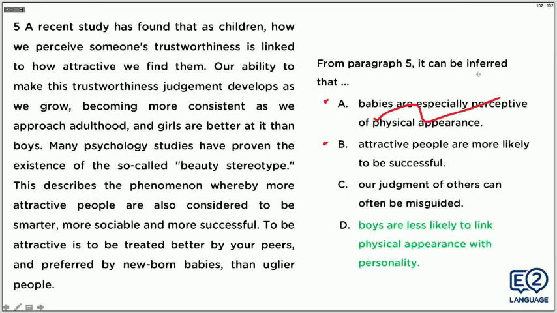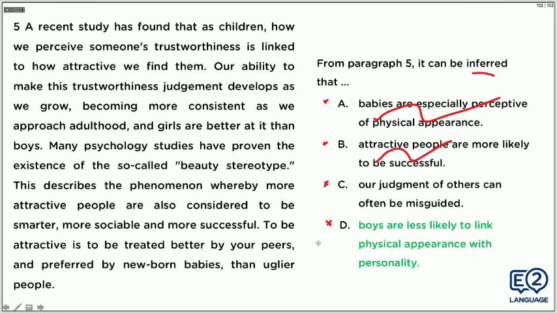B, attractive people are more likely to be successful. Well, that's not an inference. It just says it here explicitly. It says attractive people are also considered to be smarter, more sociable, and more successful. So that's not an inference. That's explicitly stated, and this is a different type of question. C, our judgment of others can often be misguided. Well, it doesn't really say that, does it? That's possibly an inference that we could make from this paragraph, but let's look at D.